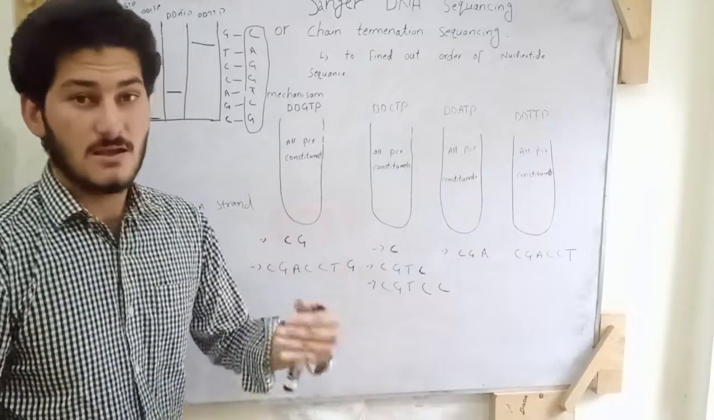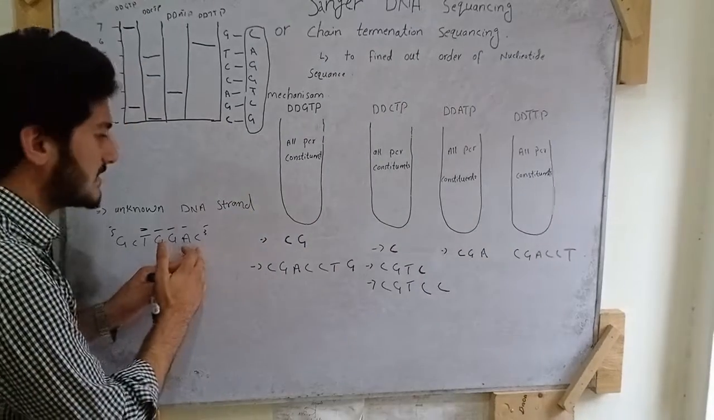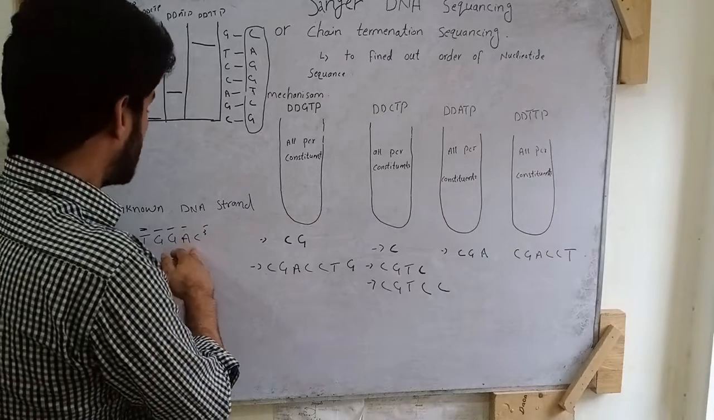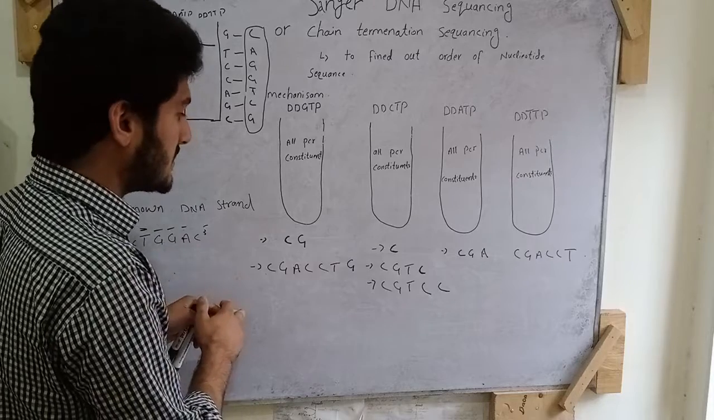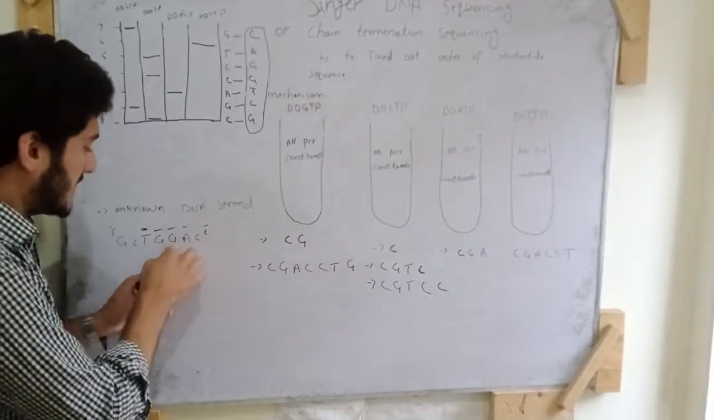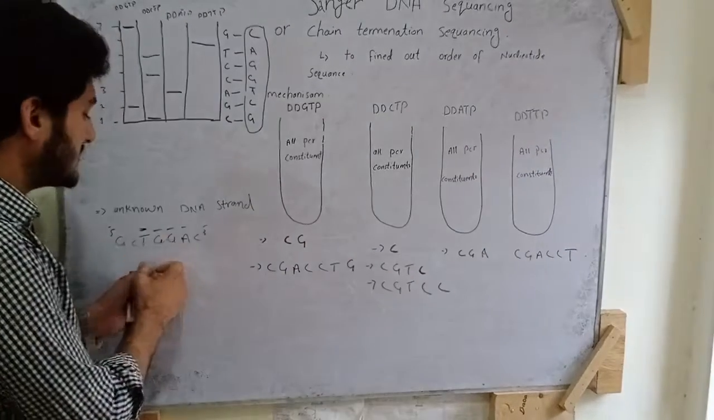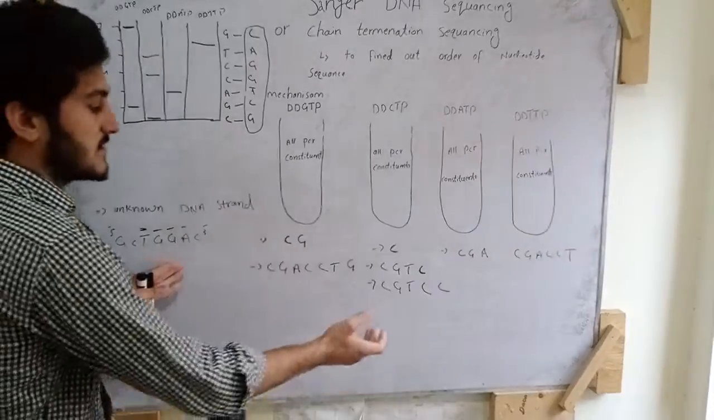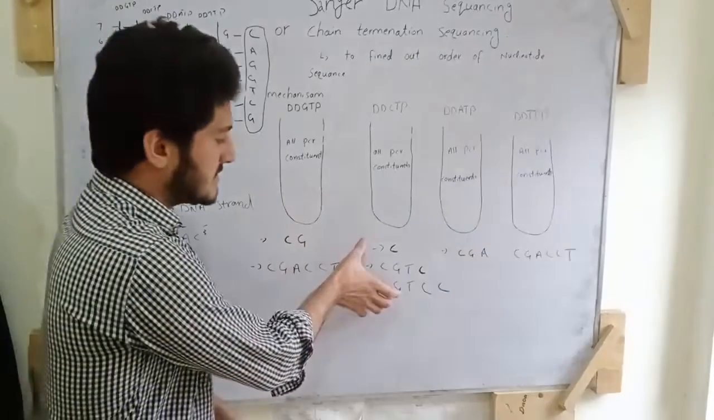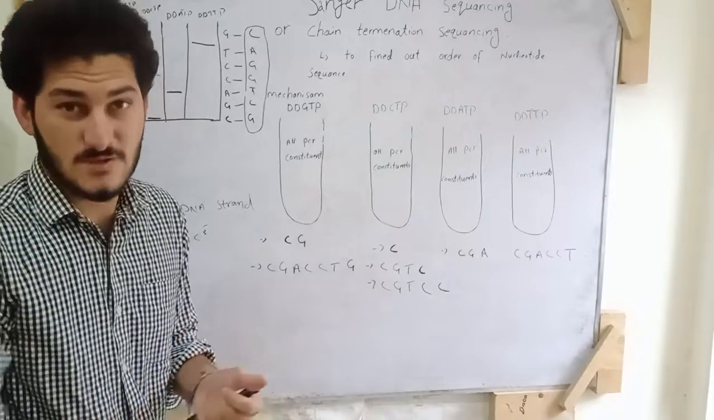Now another C is present in this tube, and another G is also present. When DNA polymerase adds its complement and comes to this G, the modified C nucleotide attaches here. So three fragments are formed in this C tube, which are modified.